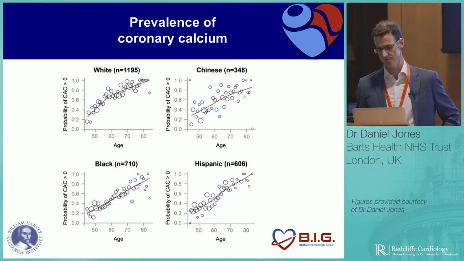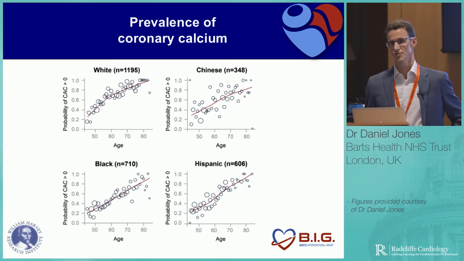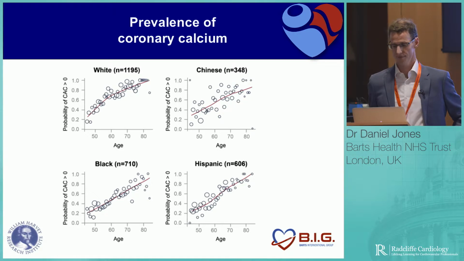In terms of prevalence, it's common. These graphs clearly depict that if we all live long enough, we're all likely to have a degree of coronary calcification. They also show that it's ethnicity dependent, with differences between ethnic groups. Irrespective, it's a common problem for all ethnic groups.